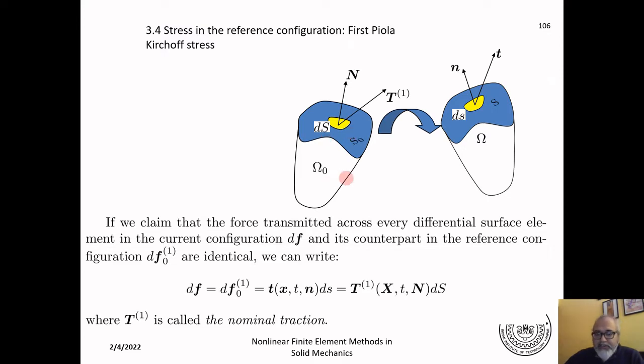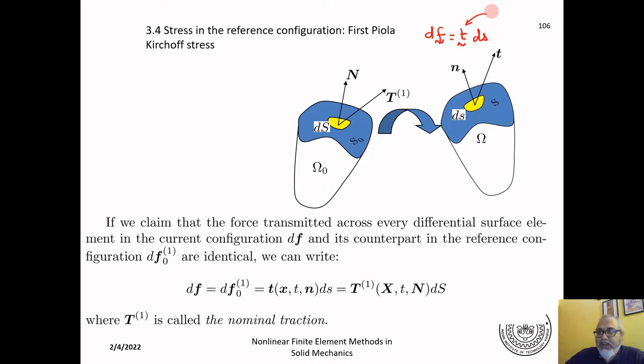Now, this is the reference configuration and this is the current configuration of a body, and I have chopped out the upper part of it. So the upper part has not been drawn. On the deformed configuration, the traction transmitted through the small yellow area d small s is T, and therefore the net force that is transmitted through this yellow area is, let's say, dF equal to T ds.